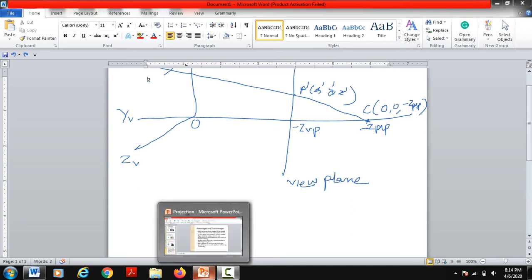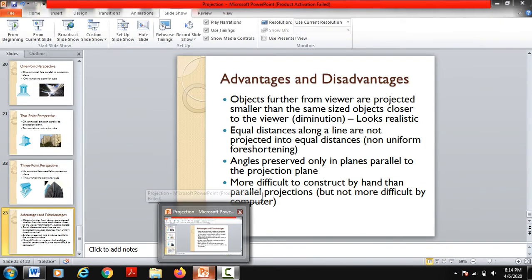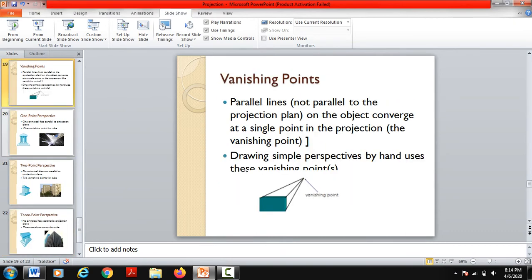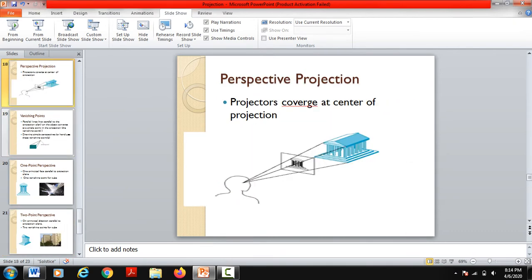So students, our today's topic is perspective projection. Yesterday we had discussed projection, and we had discussed there are two types of projection. One is parallel projection, another one is perspective projection. And we had discussed that in perspective projection the realistic image of an object can be obtained. The 3D object can be obtained on the 2D view plane.